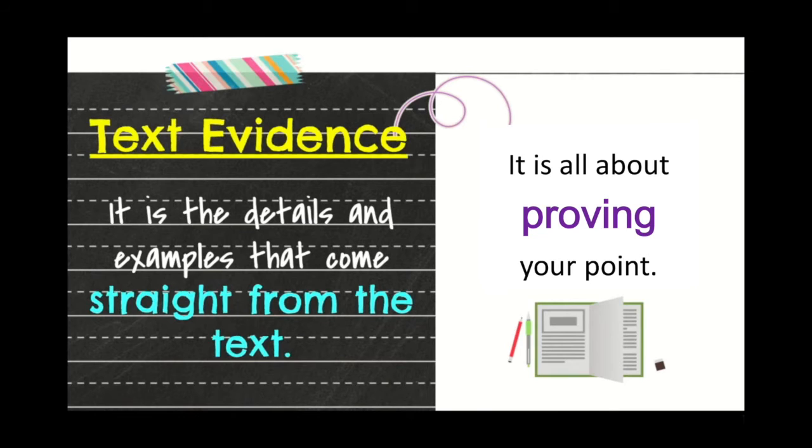Text evidence, these are the details, okay? The details and examples that come straight from the text. That's what text evidence means. We use text evidence to prove our points. Whatever, as a reader or as a writer, we're taking from the text, we're making our own opinions. We need to use the evidence from the book, from the text, from the passage to prove our ideas.